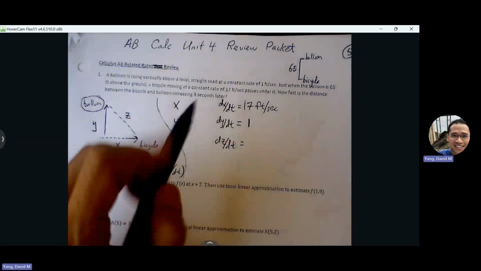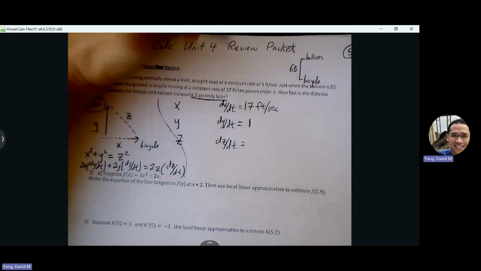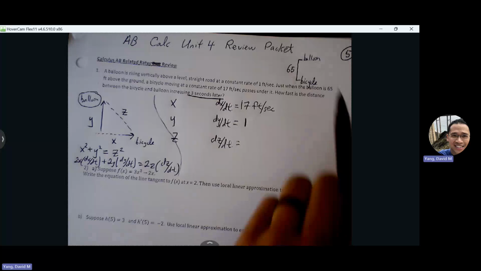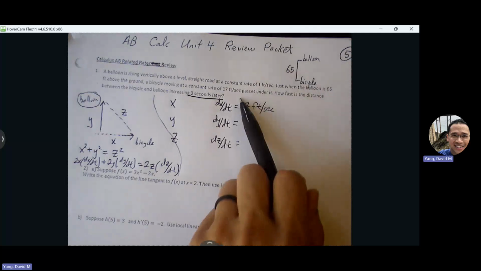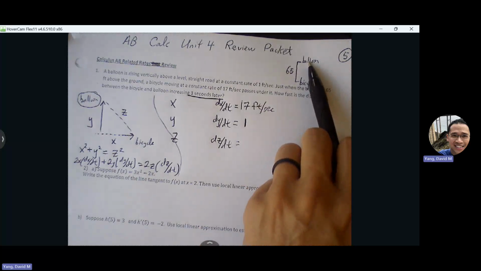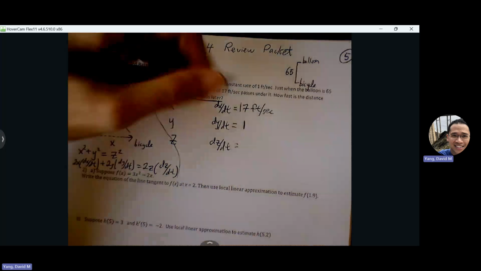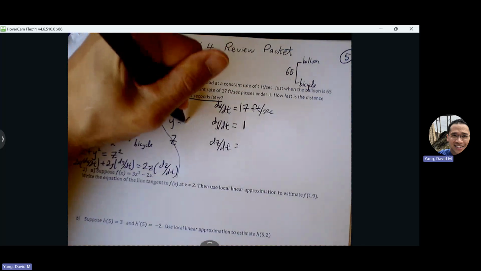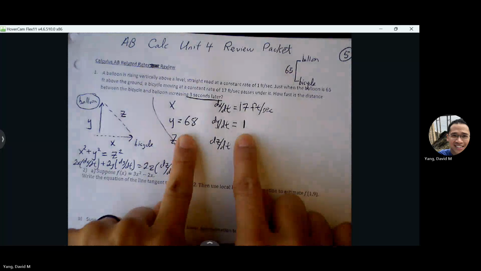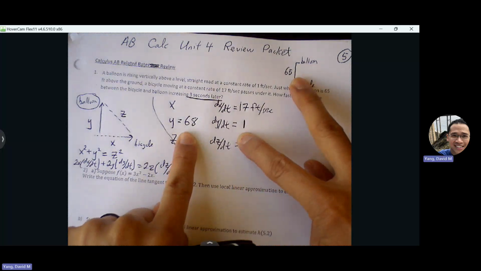Okay, so 3 seconds later, that's important, right? Because at t equals 0, this is where the balloon is. 3 seconds later, where's the balloon going to be? Each second that passes, it keeps rising 1 foot per second. So after 3 seconds, the balloon is going to be at 68 feet. Does that make sense?